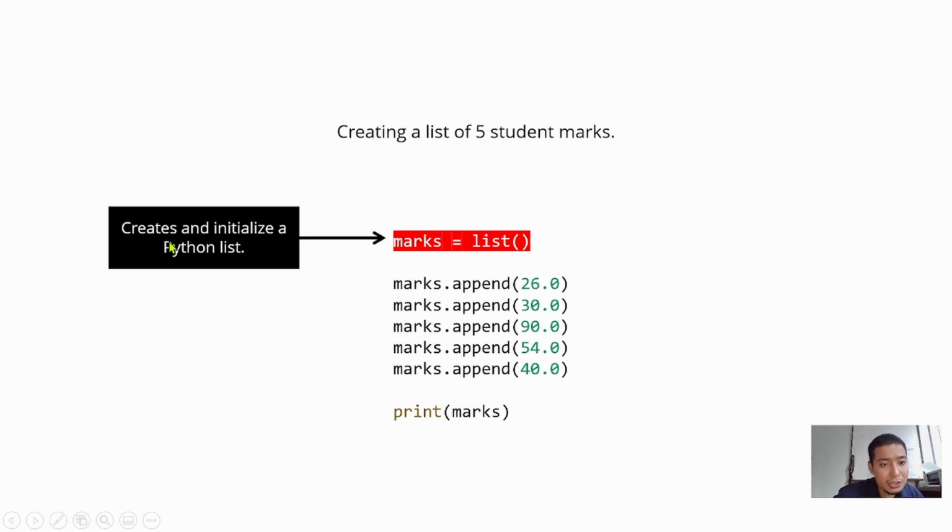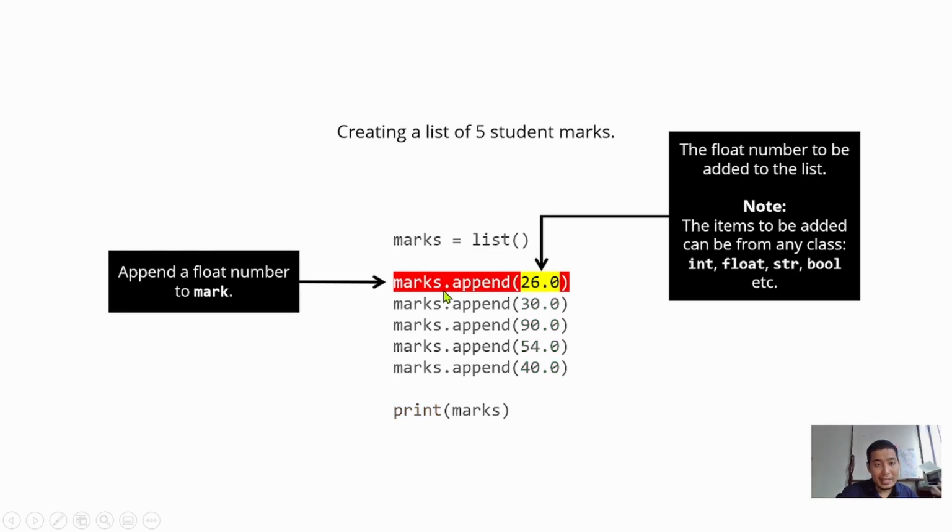So here it creates and initializes a Python list. Next, let's say you want to create 5 student marks and put them under a variable marks, which is a list. So you want to append a float number to marks, for example, a value 26.0. This is a programming term here. Whenever you want to add an item into a list, the term used is append.